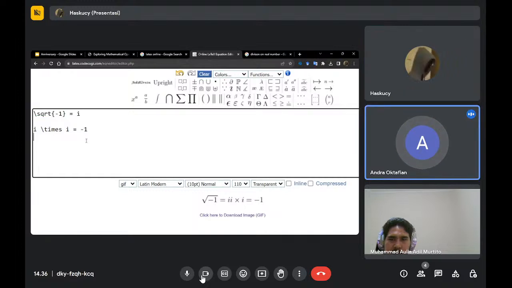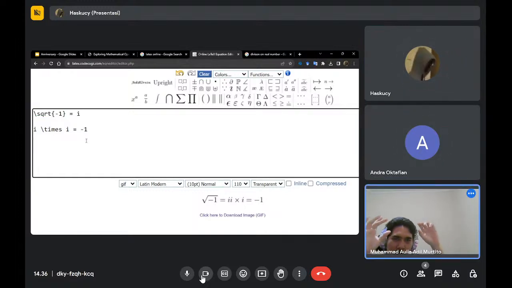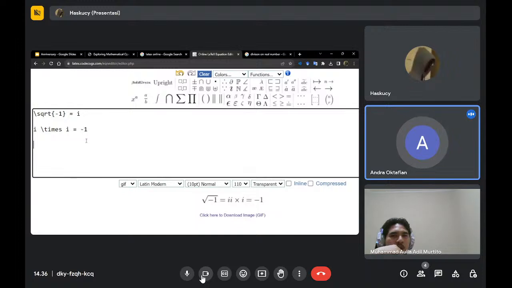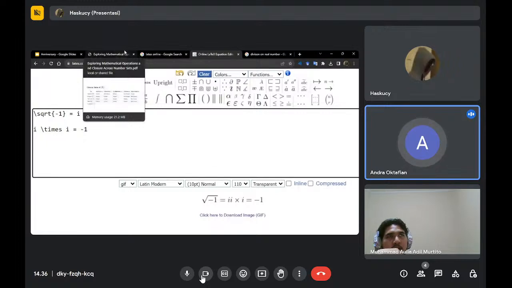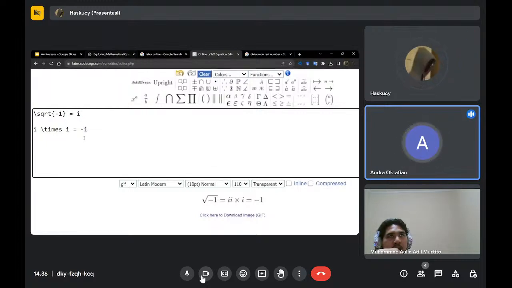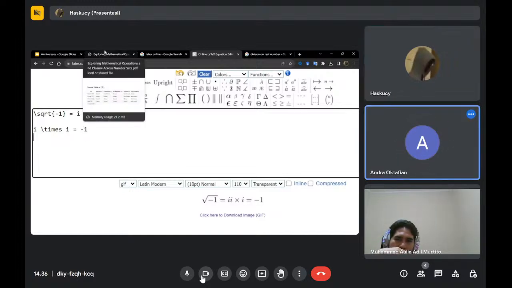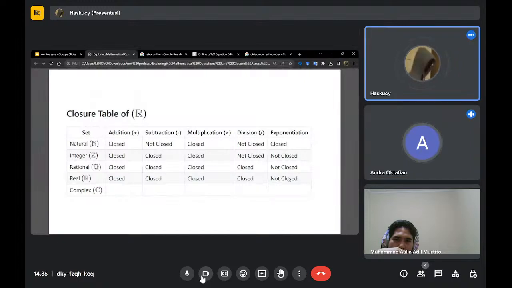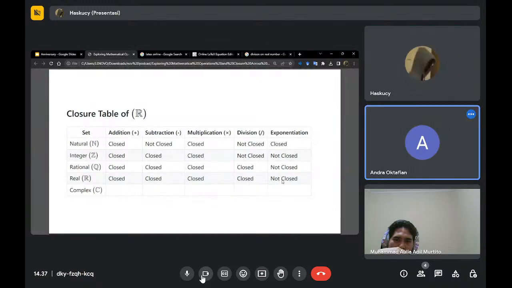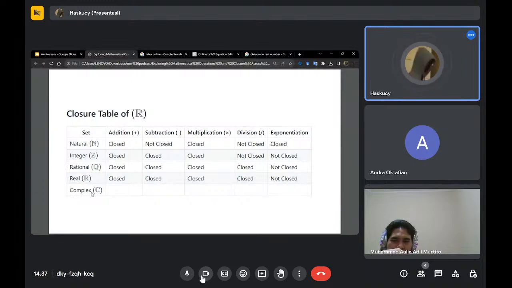So in conclusion, exponentiation is not closed for real numbers, because the square root of minus 1 is not a real number in the result. Yeah, because it is not a real number. So my question is, what is the answer of the square root of minus 1 if it's not a real number? We define a new type of number called imaginary number.